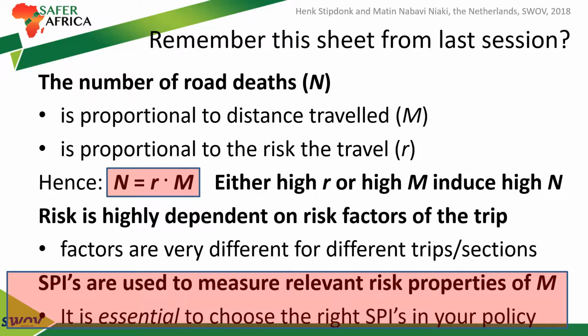dependent on the properties of the trips. So in practice, we need to subdivide the crashes into groups with their own properties, such as motorcycle trips, car trips, etc. For specific subgroups and crash types, we may be able to define specific risk factors that can be associated with the SPIs.